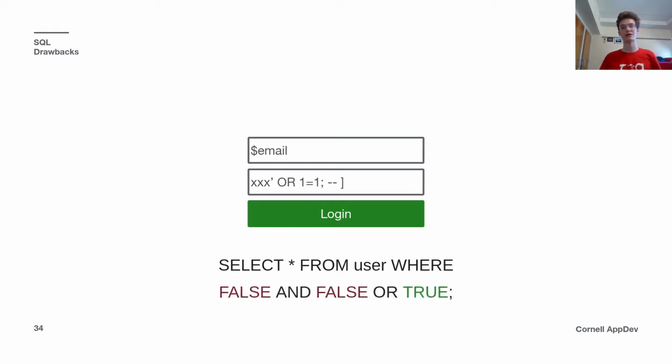So now, even if the password is wrong and the username is wrong, the extra condition that we've snuck in is true. So now we just get that we're going to select all of the users because our where condition is just true.